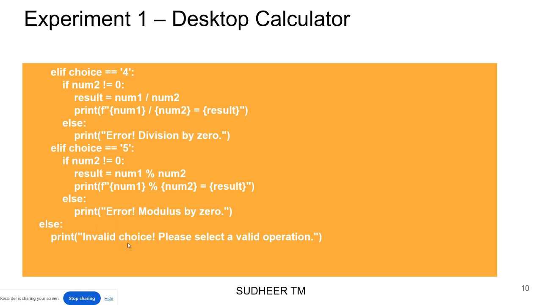Then else print invalid choice. What is this else for? Last else is for checking the operator whether it is from 1 to 5 or not.